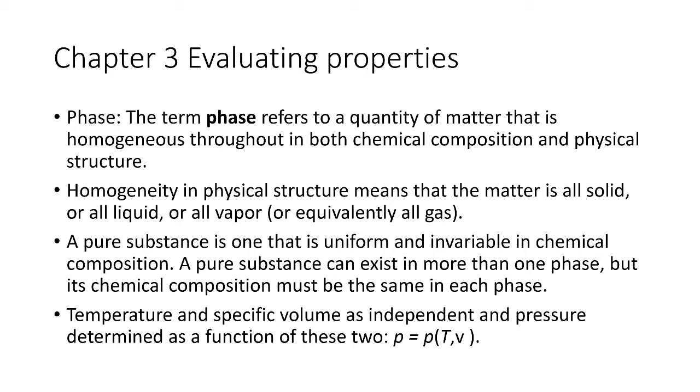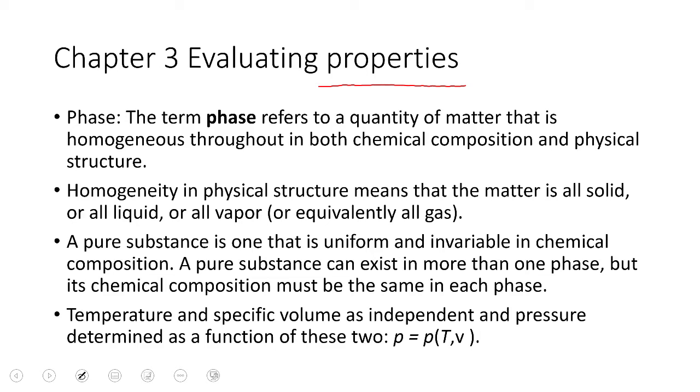So properties help us to characterize a system. Let's suppose that the room that we are sitting in is our system. So how can we know the system? This room is characterized by the dimensions. Let's say it has a width, length and height. So these are dimensions which tell us the area and the volume of the room.